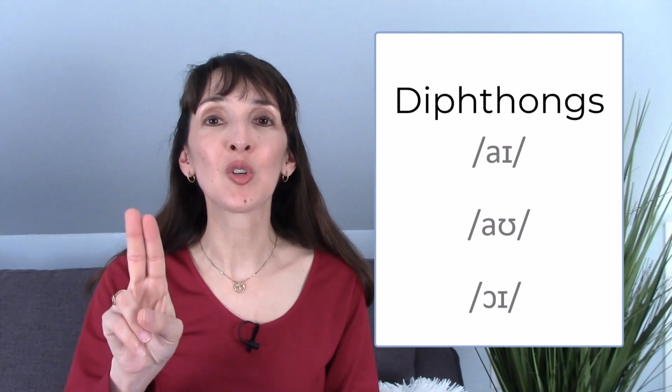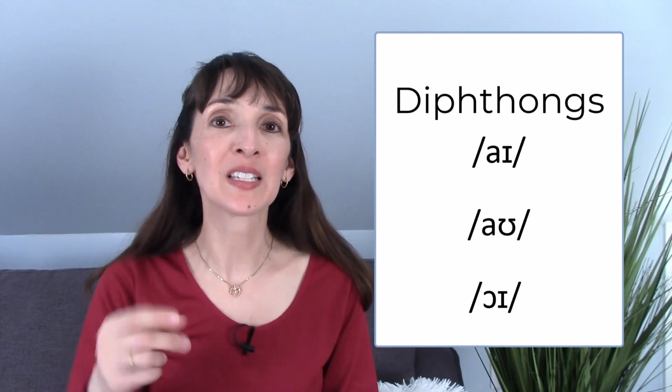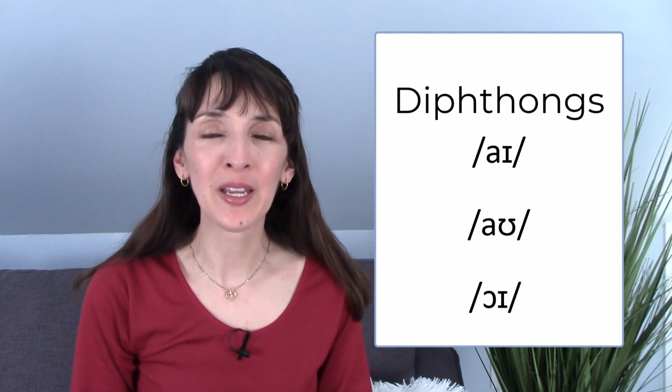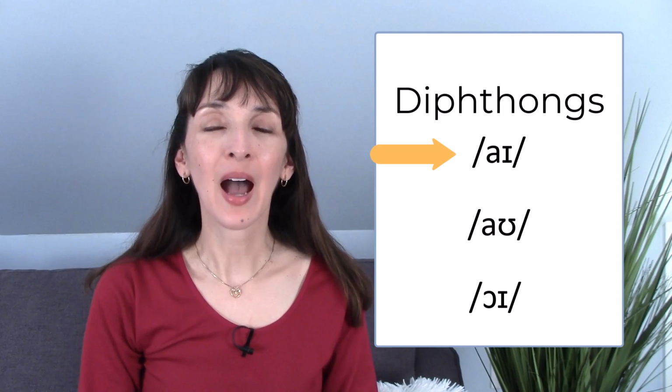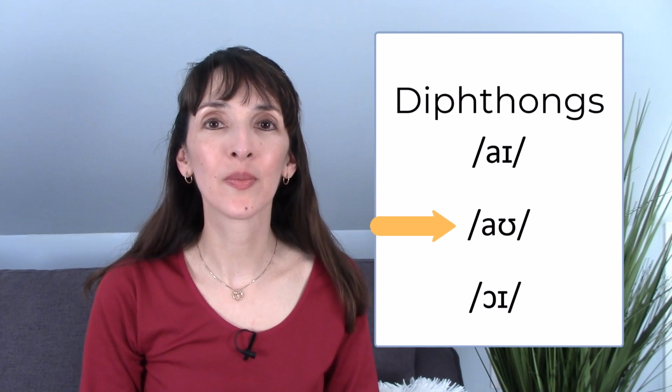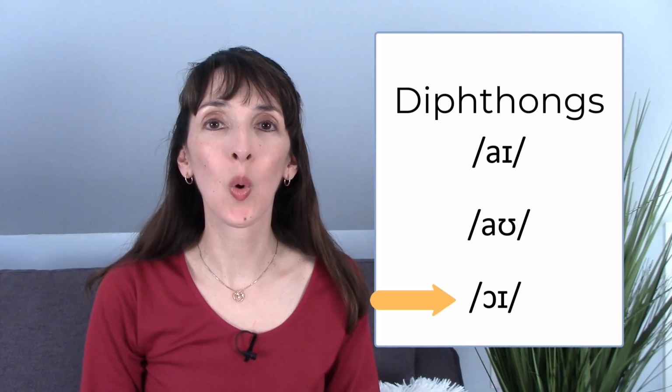Now we'll look at three diphthongs. They each use two symbols because they represent a gliding from one vowel sound to another. Repeat after me. I, ow, oi.